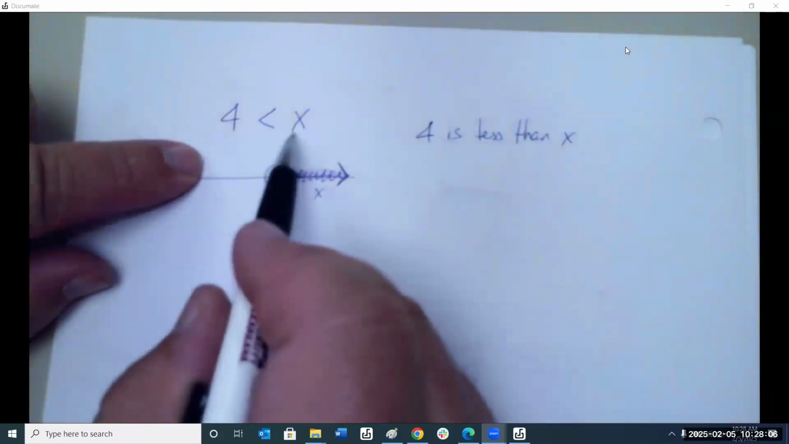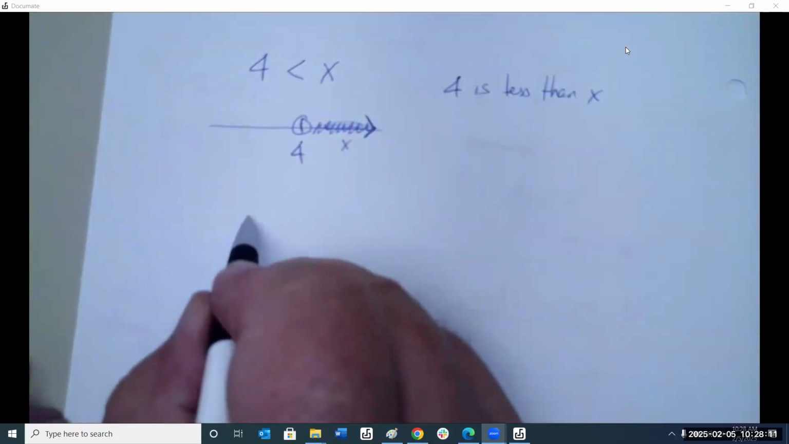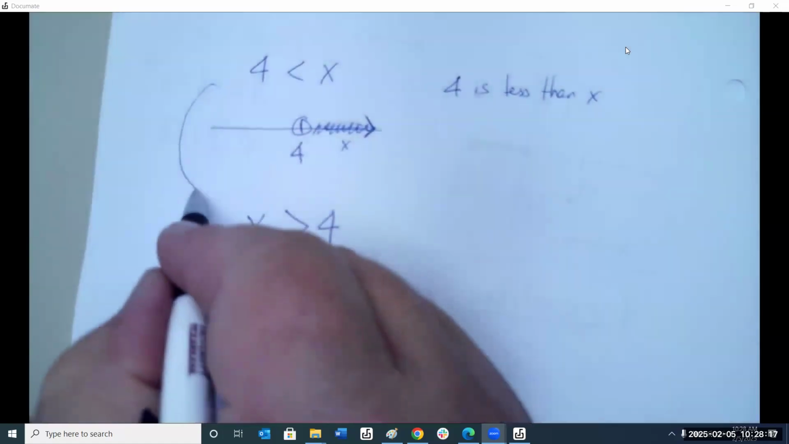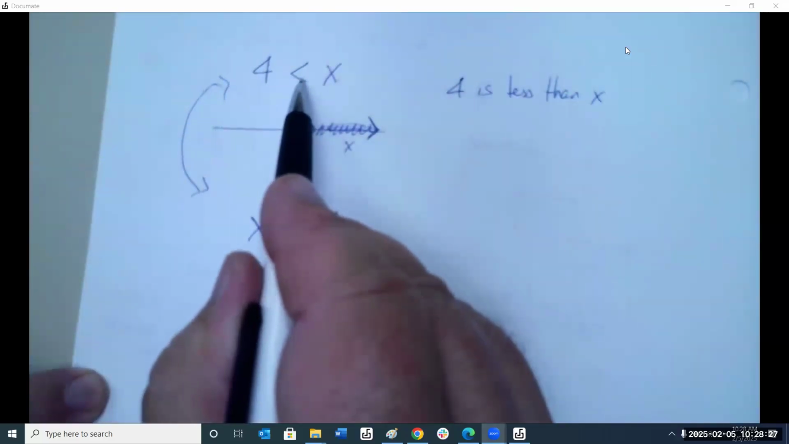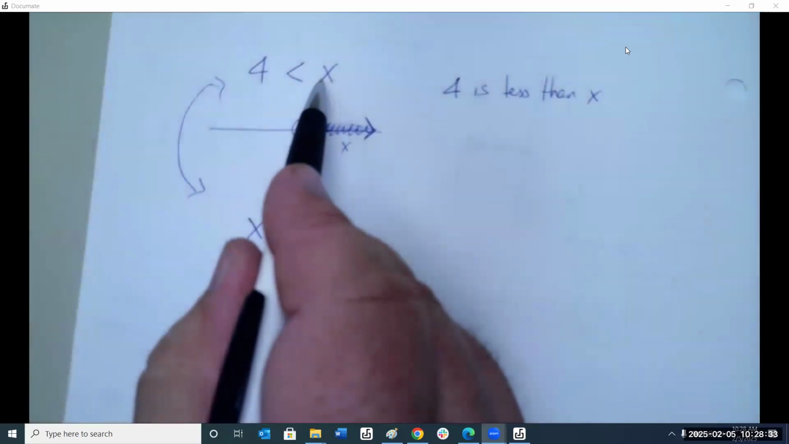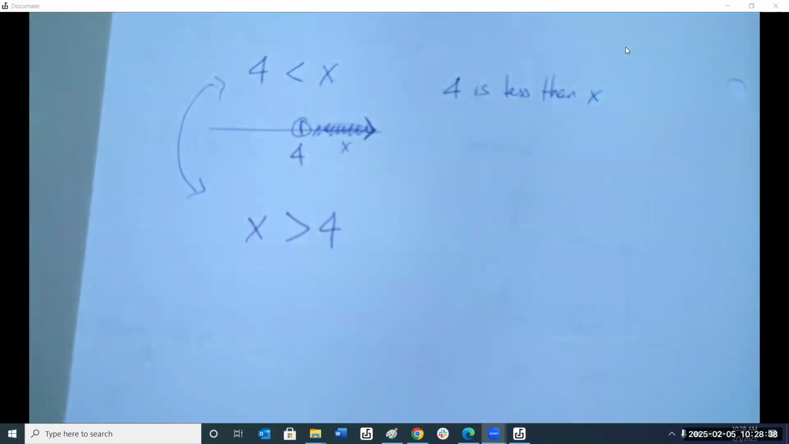If you don't like the way this looks, you can always flip it. Just take it and flip it over. So X, these now mean the same thing. You can rearrange them as you want to, but if I move the X to the other side, then I have to flip the direction of the arrow. Because what this thing says is X is greater than 4. That's what it means. Make sense?